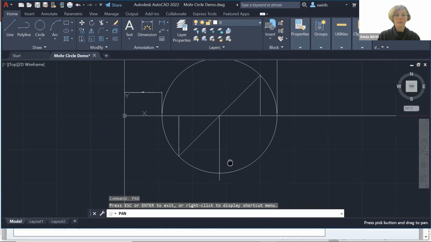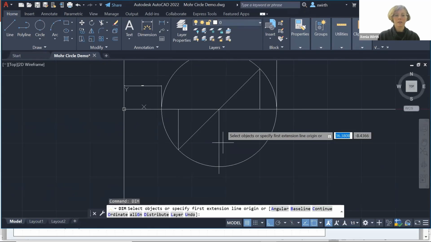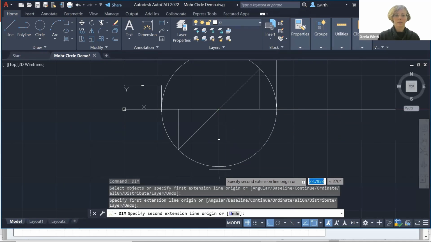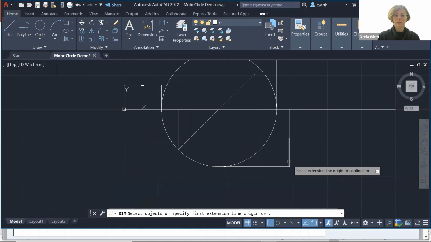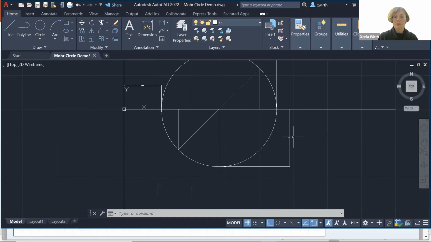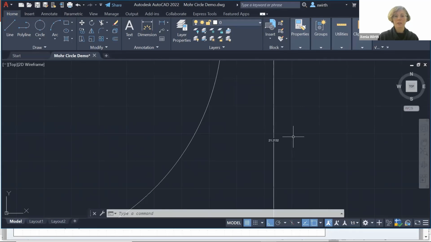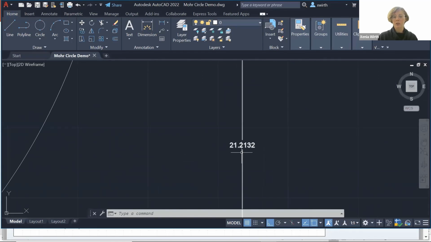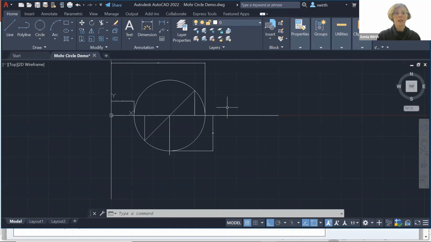Maybe move this down a little bit. And I see that my maximum shear stress, or the highest point, the maximum value on the y-axis from the origin, is 21.21 kPa. Again, the same value that we found using those equations. So now I have my maximum shear stress, my minor principal stress, and my major principal stress found using Mohr's circle.